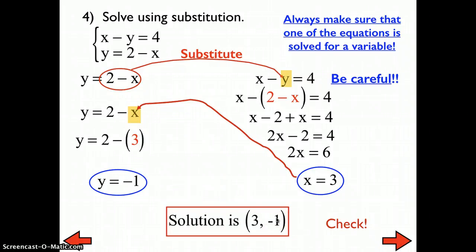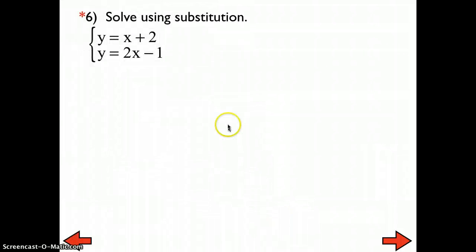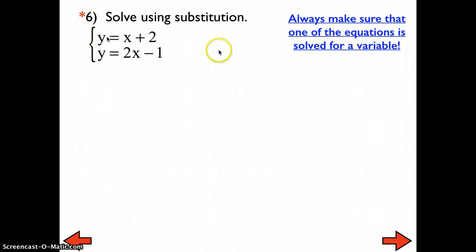Now, let's look at one more example. Again, we're going to go ahead and solve the system using substitution. We need to remember that we always want to make sure that one of the variables is already solved for. Again, what does that look like? You're looking to find a variable that is isolated. Please notice in this first equation, y is isolated. And the second equation, y is also isolated.